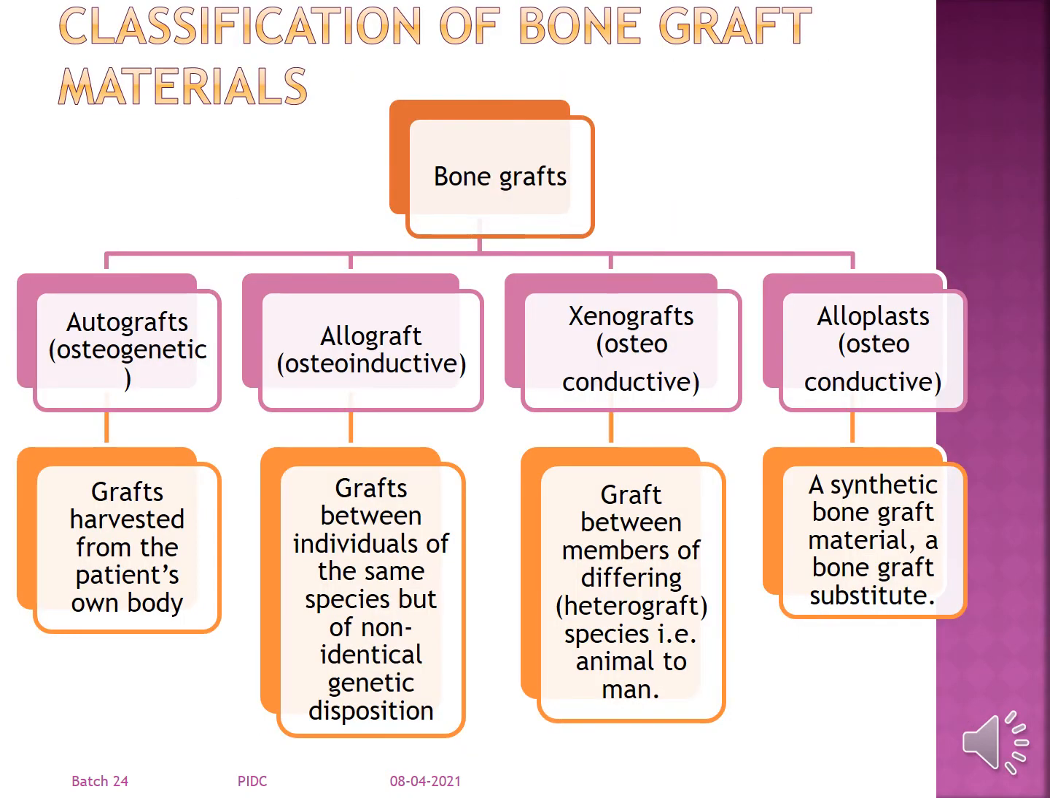So based on this, the classification of the bone graft materials: autografts, or osteogenetic materials, are grafts harvested from the patient's own body. Allografts are osteoinductive materials where the grafts between individuals of the same species are taken, but they are of non-identical genetic disposition, which means we can take it from another human being, but they are not of identical genetic disposition. Xenografts are osteoconductive, which means that the graft is from a different species, for example from an animal to man, so that is xenografts.